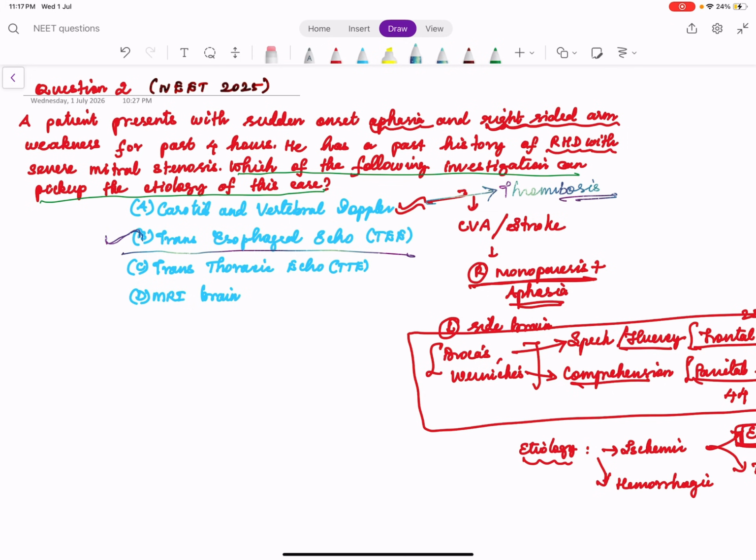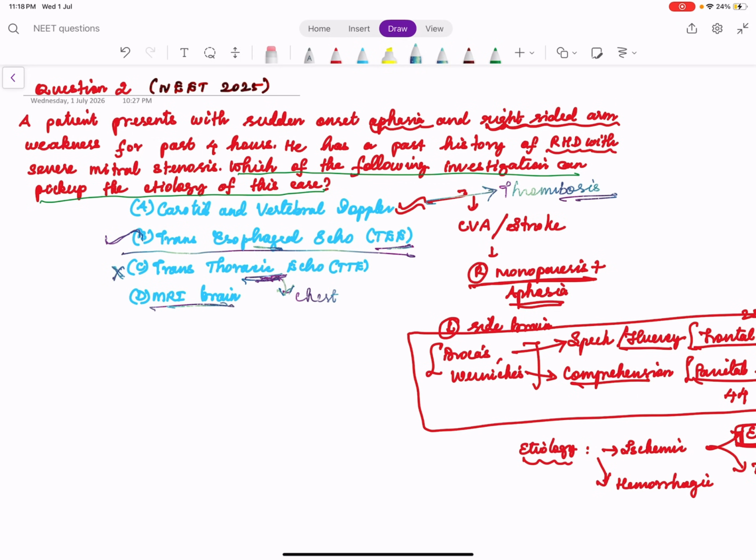In NEET, always read all options before coming to a conclusion. Transthoracic echo is the echo we commonly come across. The echo probe is placed across the chest. This is also important, but when comparing transthoracic echo and transesophageal echo, transthoracic echo may miss some left atrial clots which are picked up by transesophageal echo. So this may be done, but it is not as appropriate as transesophageal echo. So we will exclude this option.